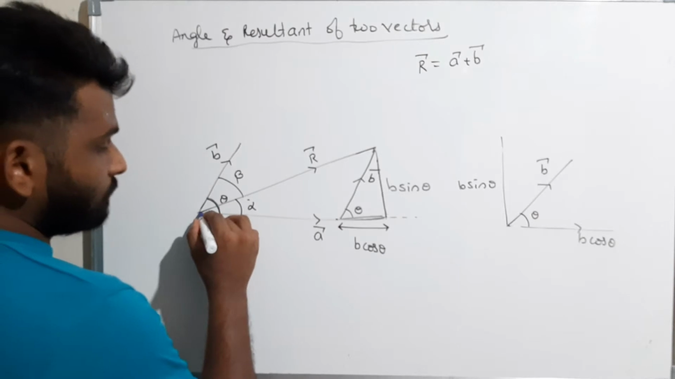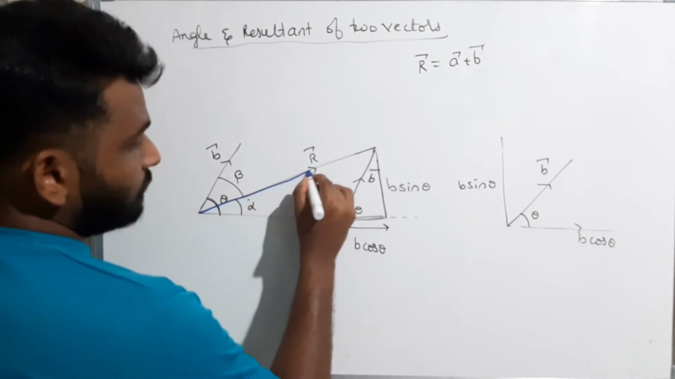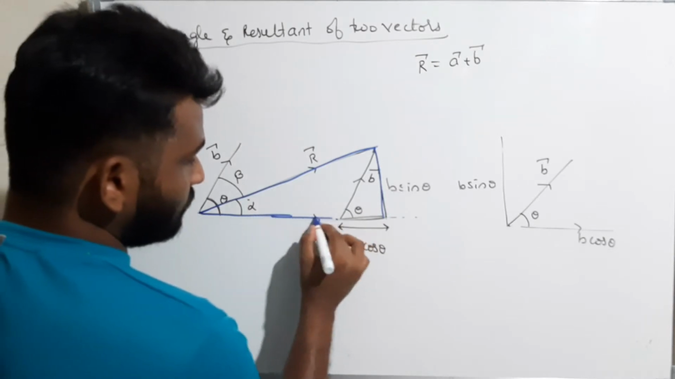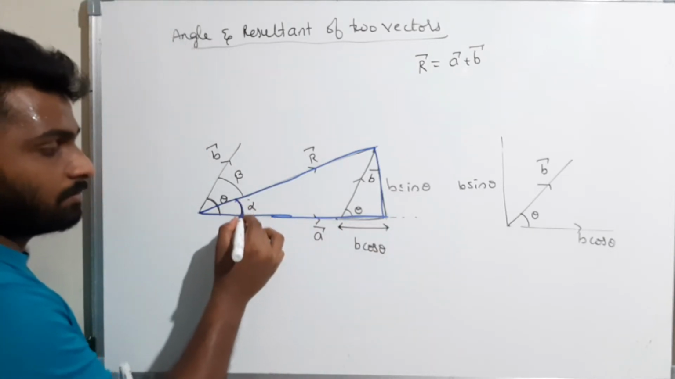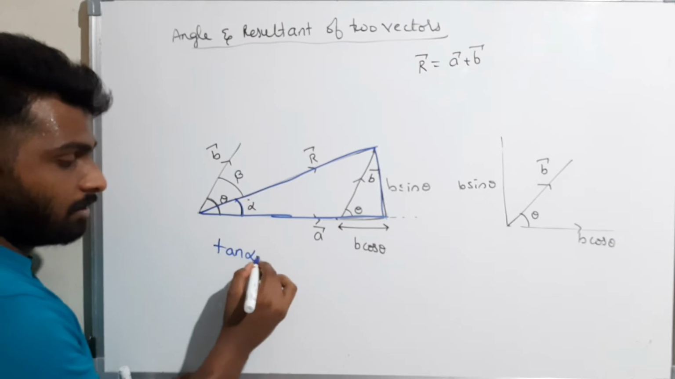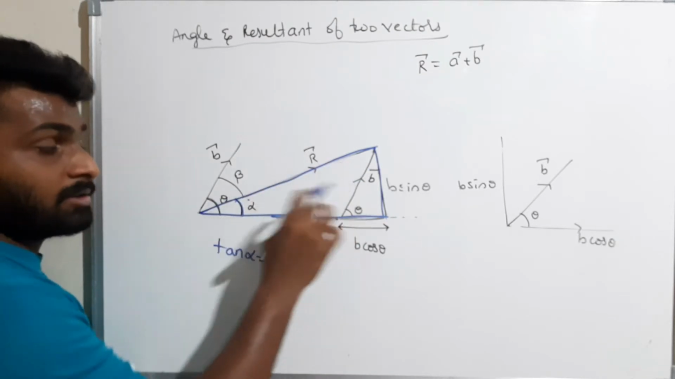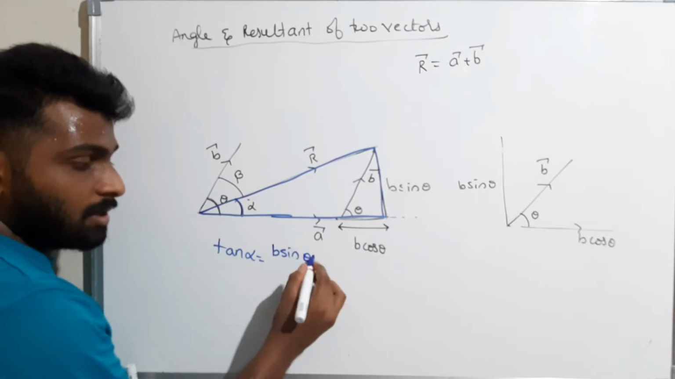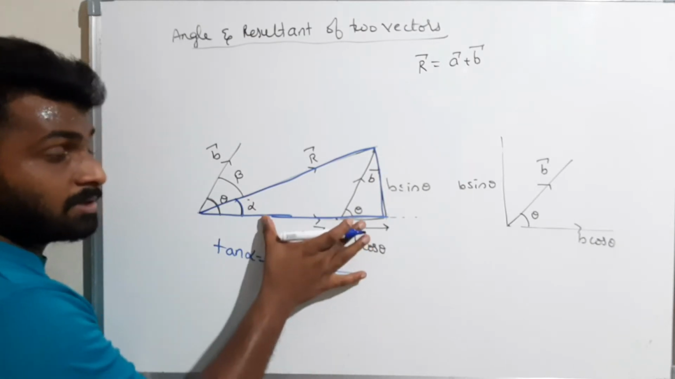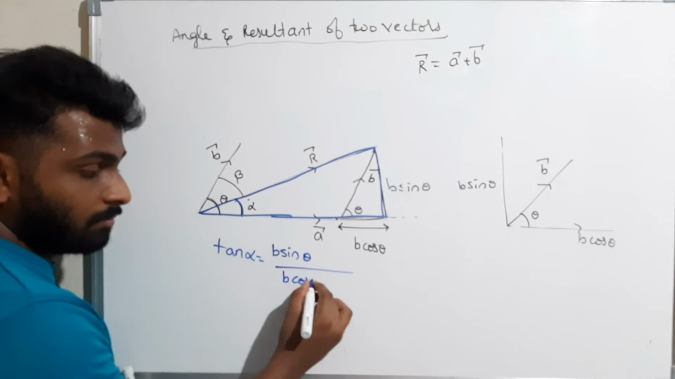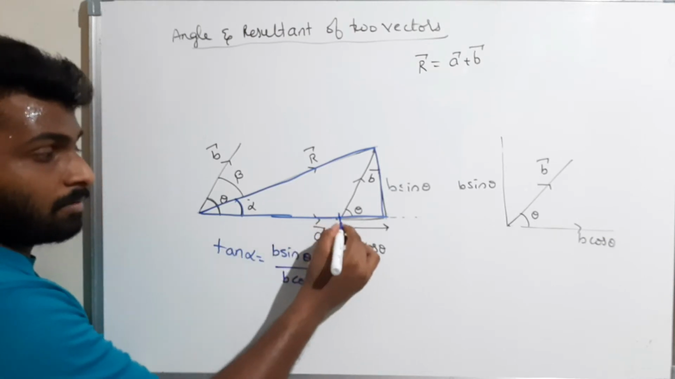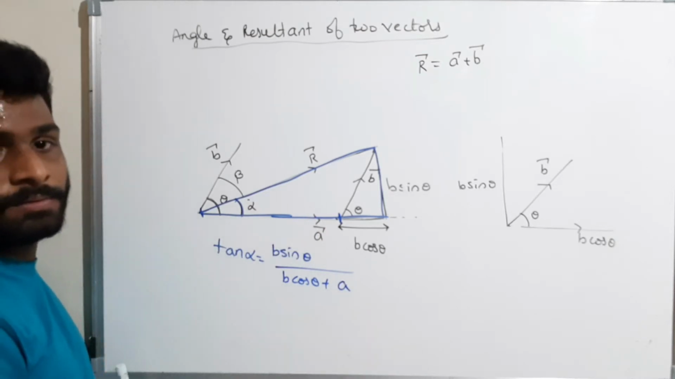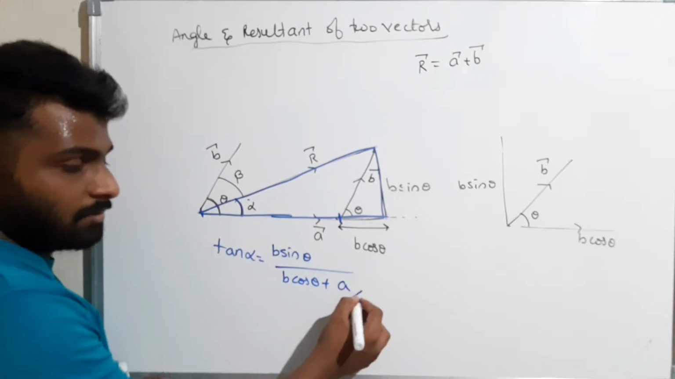Now see here, in this triangle, what is tan alpha? Tan alpha is perpendicular by base. What is the perpendicular? That is b sin theta, by the base. The base is b cos theta plus, from here to here, a. I think this is clear.